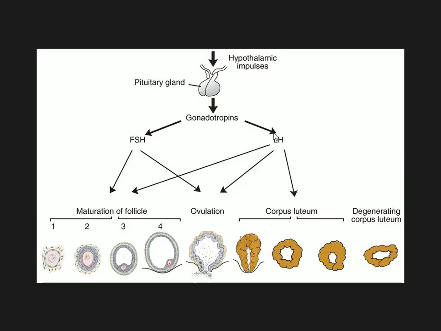This LH surge stimulates production of progesterone by follicular stromal cell luteinization, and finally this LH causes follicular rupture and ovulation.